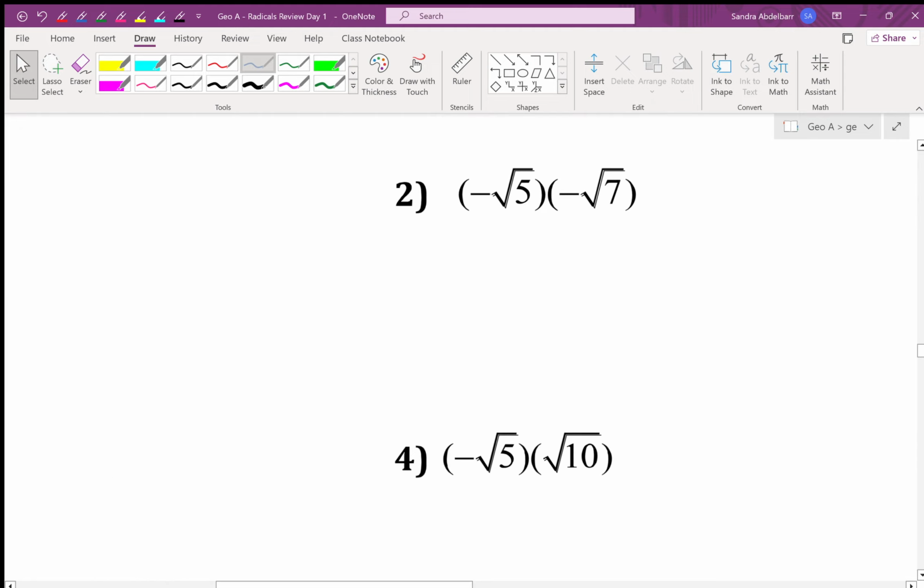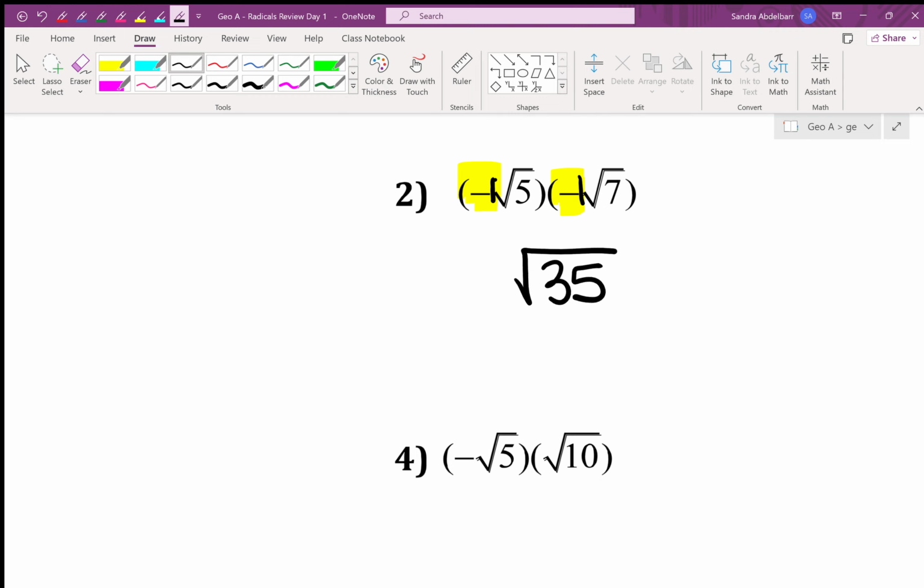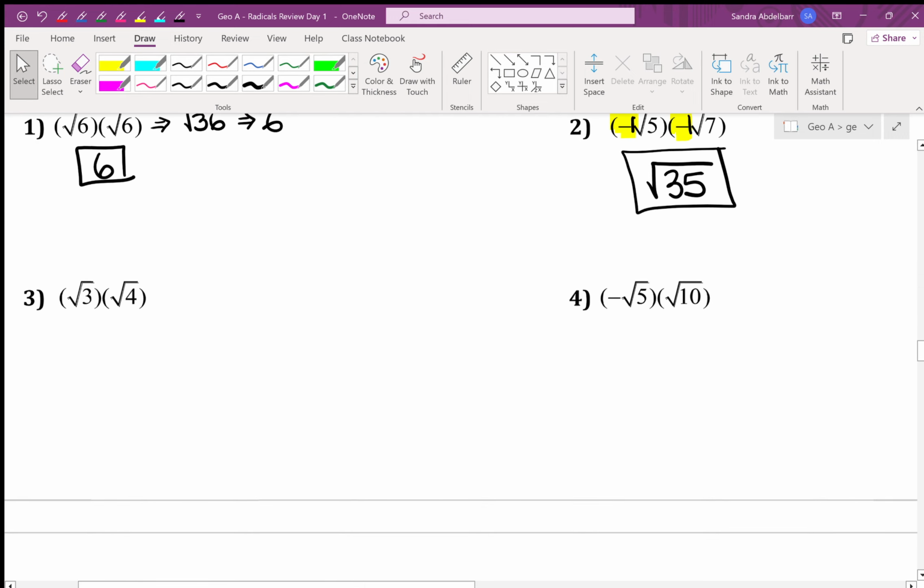All right, negative root 5 times negative root 7. What I want you to do is multiply the coefficients. Do we all agree these coefficients are negative 1s? So what's negative 1 times a negative 1? 1. Positive 1. Do I need to write a positive 1 coefficient? No. What's root 5 times root 7? Can I make pairs out of 35? No, so we just have root 35. All right, let's keep going.